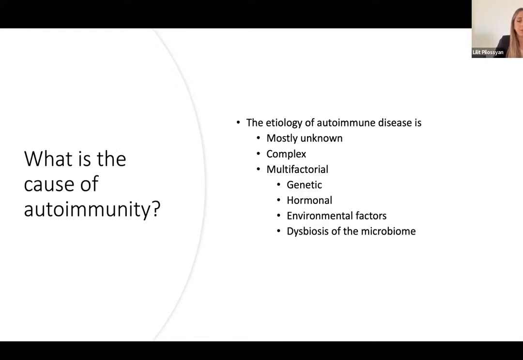And what is the cause of autoimmunity? Unfortunately, this will be a common theme: it is mostly unknown, but it is definitely a complex, multi-system involvement, and it's multifactorial. Definitely, for the most part, there is a genetic component. There are a lot of hormonal influences on the development of autoimmunity, for example, in lupus patients, specifically the hormone estrogen plays a role. Environmental factors, which will be the focus of my talk today, as well as dysbiosis of the microbiome, which I will also touch on today to see how that can potentially contribute to autoimmunity.